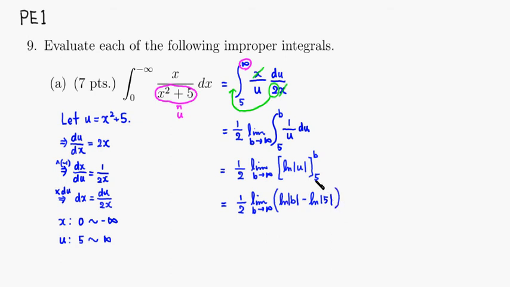So we have that. But as b approaches infinity, the natural log goes to infinity. So we know that the natural log of b approaches positive infinity. Subtracting some small number, the natural log of 5, doesn't change anything, and dividing by 2 is still going to infinity. So this limit goes to infinity, which means this improper integral diverges. So here we should say divergent.